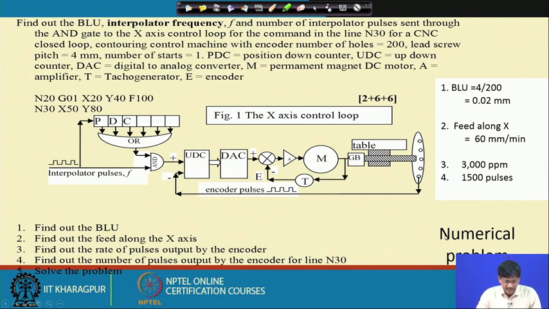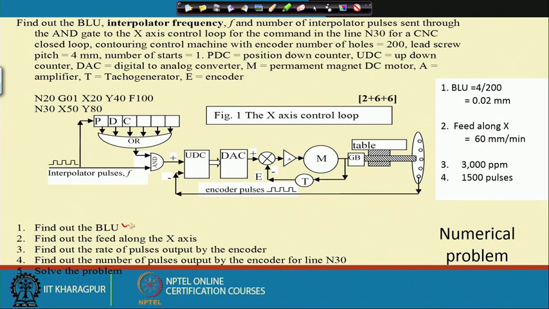Find out the basic length unit, interpolator frequency F, and the number of interpolator pulses sent through the AND gate to the x-axis control loop for the command line 30. Okay. For a CNC closed loop contouring control or continuous control, with encoder number of holes 200, lead screw pitch 4 millimeters, number of starts equal to 1, and PDC stands for position down counter. Okay, so this is the thing, position down counter. Next, UDC, up down counter here. Just as we have discussed this thing, let's go into the problem directly.